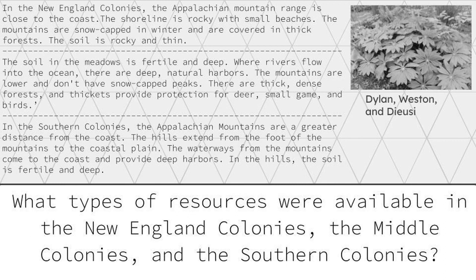What types of resources were available in the New England colonies, the Middle colonies, and the Southern colonies? In the New England colonies, the Appalachian Mountain Range is close to the coast. The shoreline is rocky with small beaches. The mountains are snow-capped in the winter and are covered in thick forest.